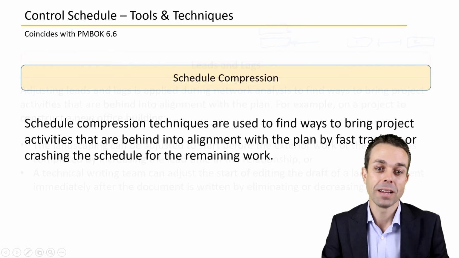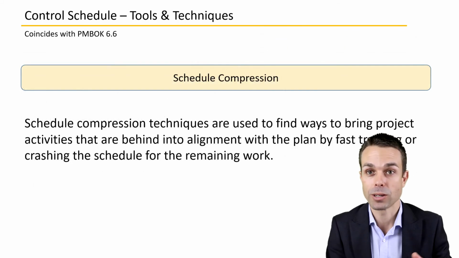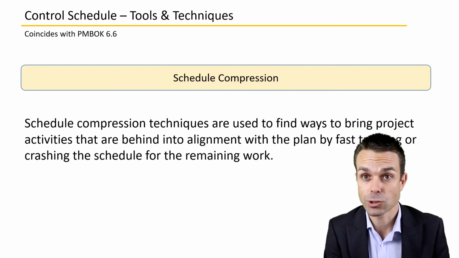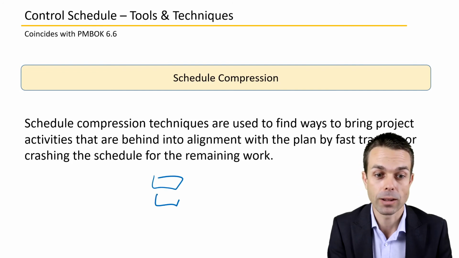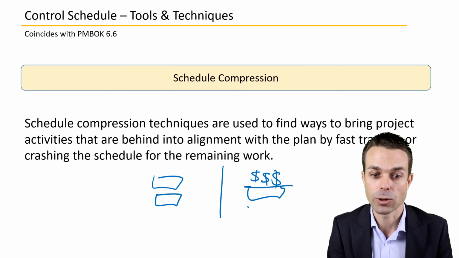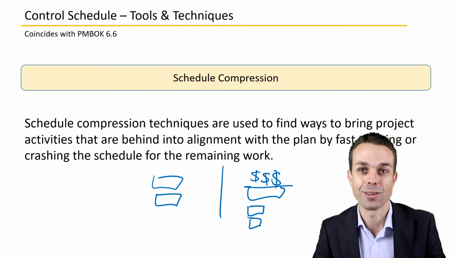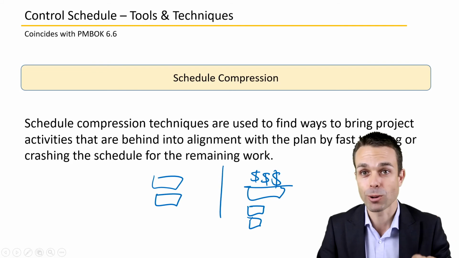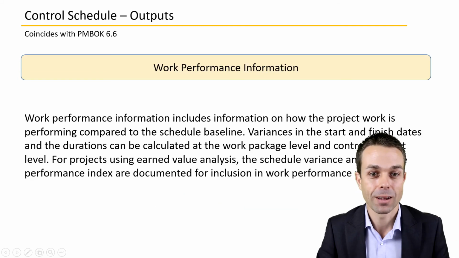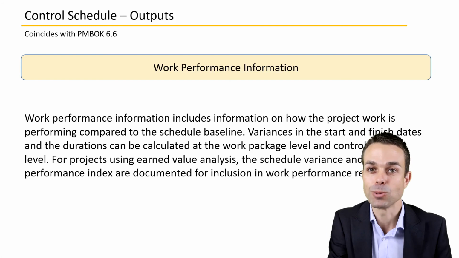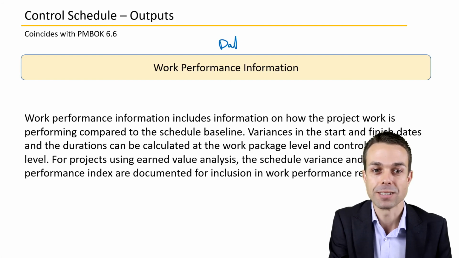Schedule compression, of course, that's where we're compressing that work, maybe by fast tracking, doing things in parallel, or by crashing, where we're adding lots of resources and now we're trying to shorten the durations of those activities by throwing resources at it. Work performance information, as we know, that comes from our work performance data.